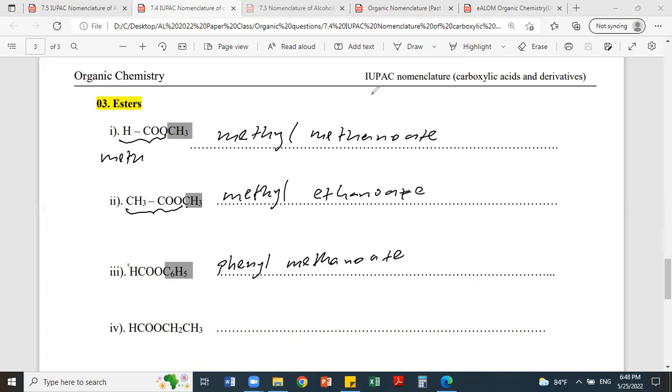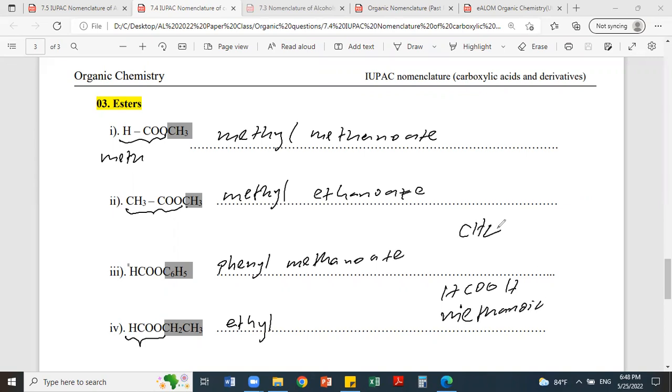Next one, this side is ethyl, CH2 means ethyl. Ethyl methanoate: ethyl, and this one is methanoate, only 1 carbon. This is actually what is called methanoic acid. HCOOH is for methanoic acid, only 1 carbon.